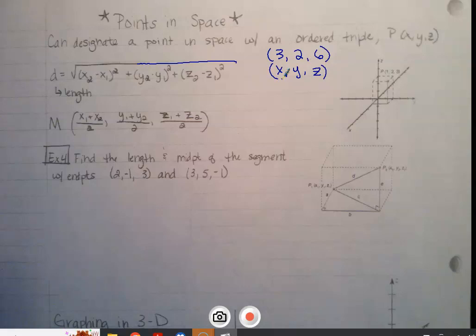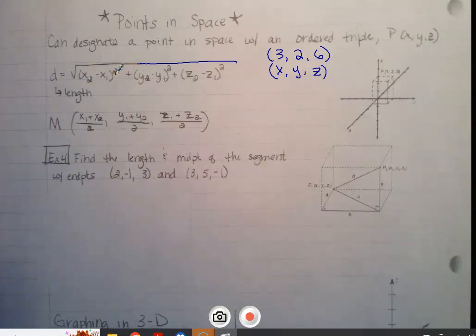The midpoint theorem is, again, exactly the same. We're finding the average of the x values, the y values, and the z values. So instead of doing it twice, we're going to do it 3 times. For distance and midpoint, instead of just using 2, we have a third point. We could technically have a fourth point in math later on, but it's pretty awesome. So we're going to do example 4.